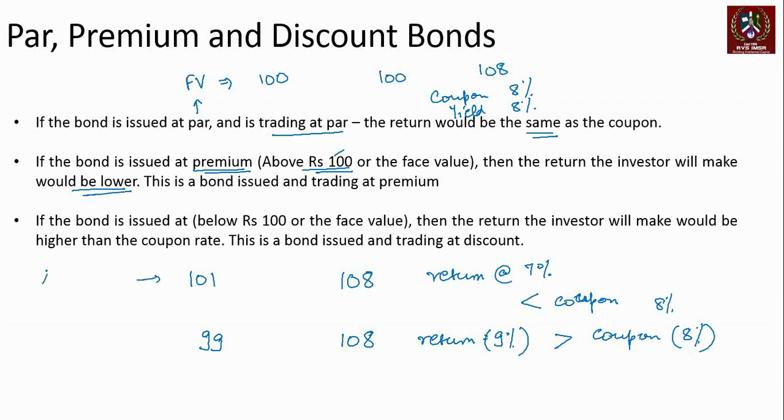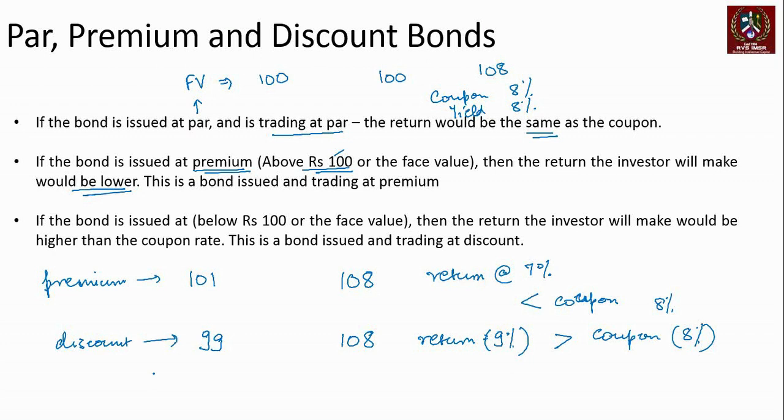This is called a bond issued at premium. This is a bond that is issued at a discount, right? Discount bonds will give higher returns, premium bonds will give lower returns. That's a straightforward mathematical equation.